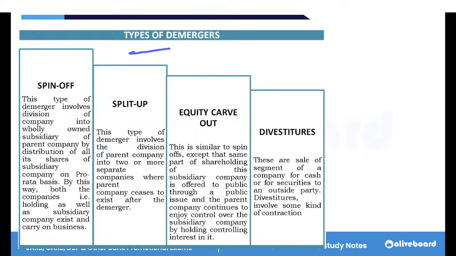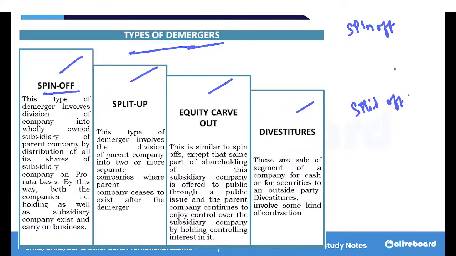Now, we have different types of demergers or divestitures: spin off, split up, equity carve out, and divestitures. Now, what is the difference between these? There is one word, spin off, and another, split off. See, one is spin off and one is split off. Now, what is split off? It is one type of demerger. And what happens in this?